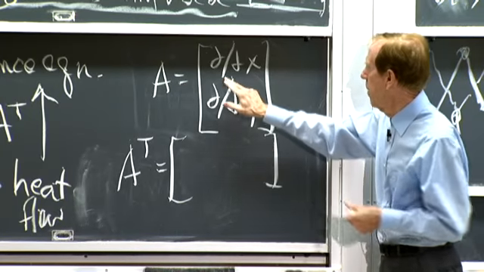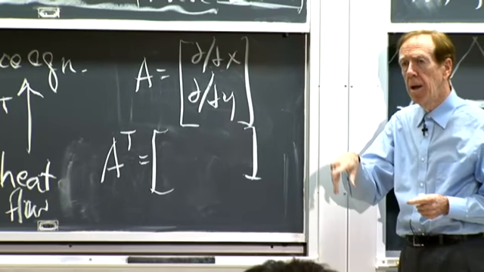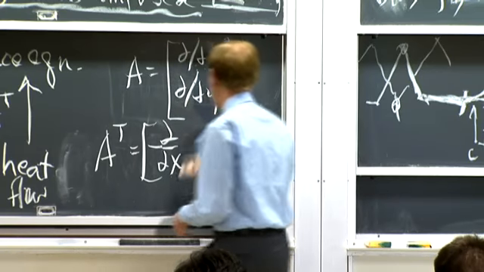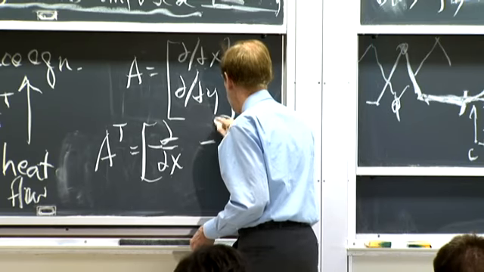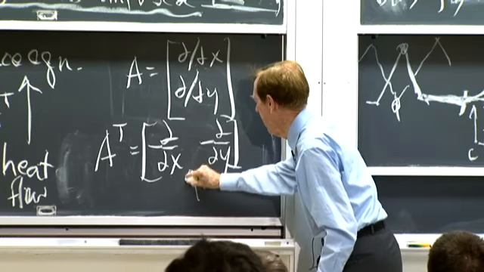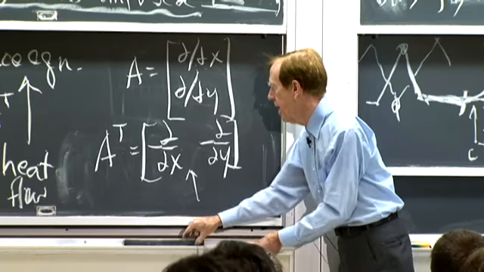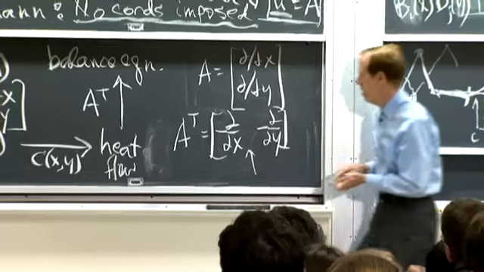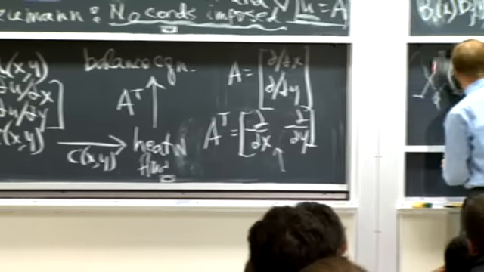Because we have an idea of what should be the transpose of d by dx? Negative d by dx. And what should be the transpose of d by dy? It should be negative d by dy. Those are two different pieces. This is not run together. There's a big space in there, right? That's two pieces. And what is A transpose applied to, so heat flow W? I want to say, what is A transpose applied to W?